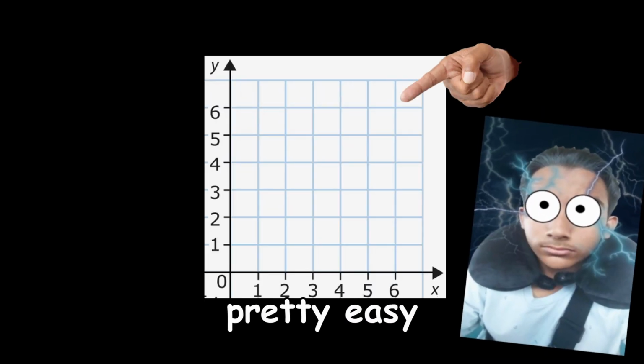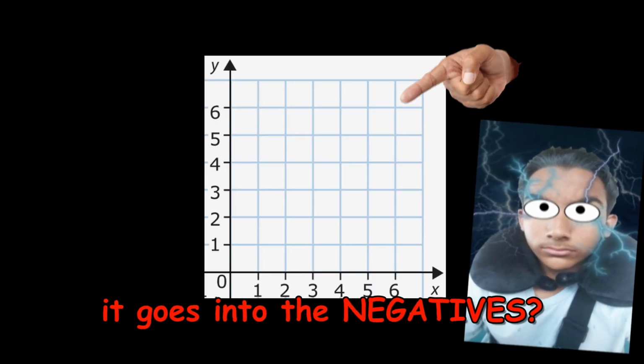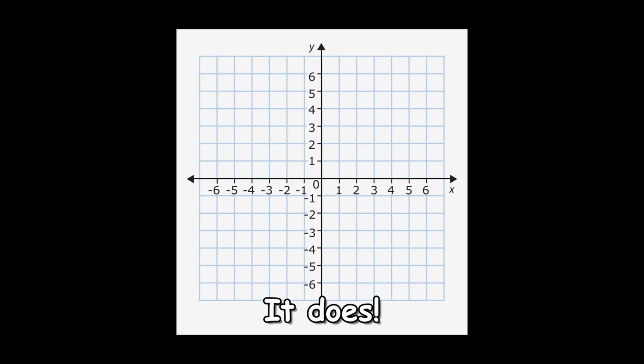Let's start. So this is a normal graph, right? Pretty easy. Did you know that now it goes into the negatives? Guess what? It does, and it's called the Cartesian plane. So basically on this plane there's the x and the y axes. Together you can graph basically whatever you want.